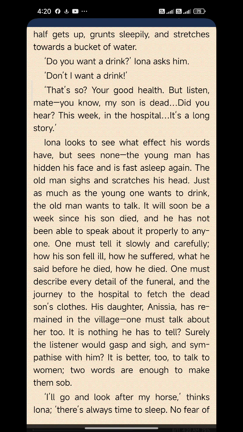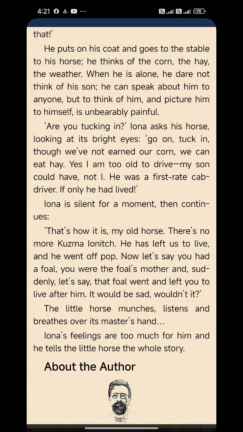"I will go and look after my horse," thinks Lona. "There's always time to sleep. No fear of that." He puts on the coat and goes to the stable to his horse. He thinks of the corn, the hay, the weather. When he is alone, he dare not think of his son. He can speak about him to anyone, but to think of him and picture him to himself is unbearably painful.